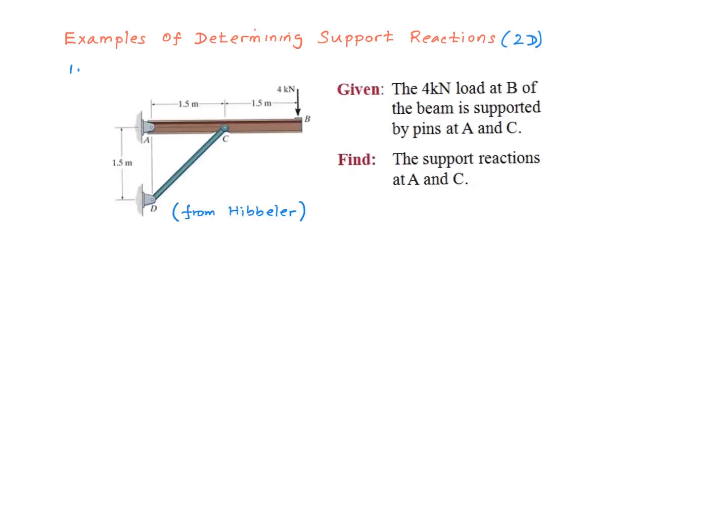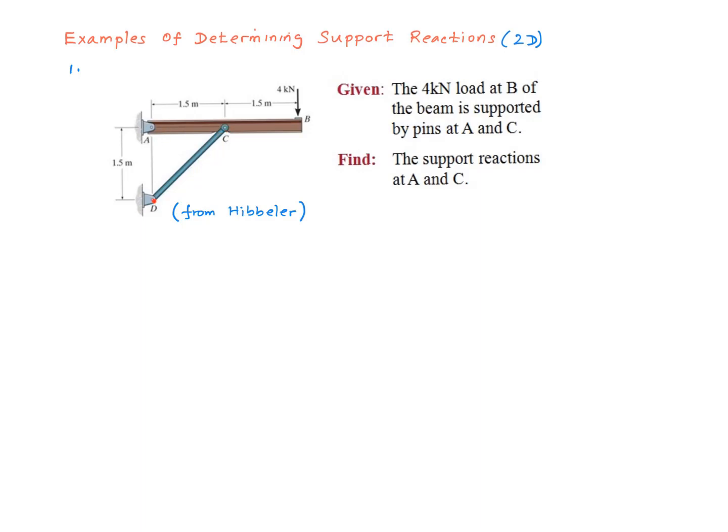We'll develop a free body diagram and then we'll try to find the support reactions. Let's keep reminding ourselves that these are still two-dimensional problems. So here's our first example. We have a horizontal beam AB which is supported at 2 points, at point A and point C. At point A, we have a pin.